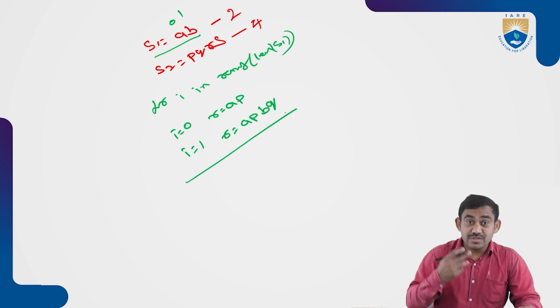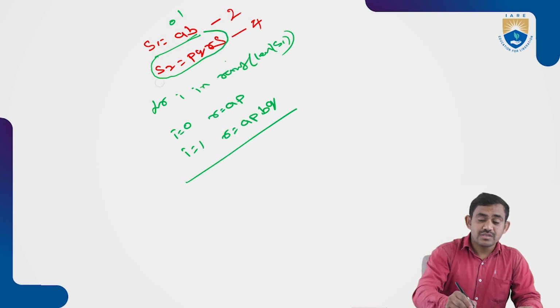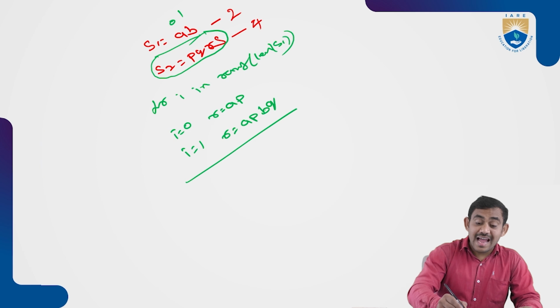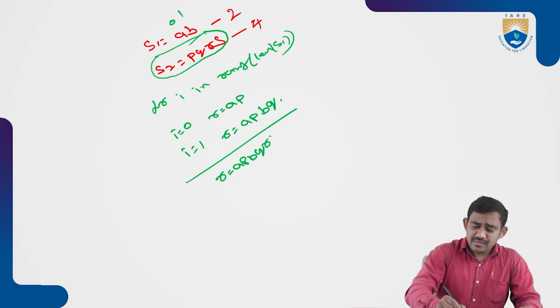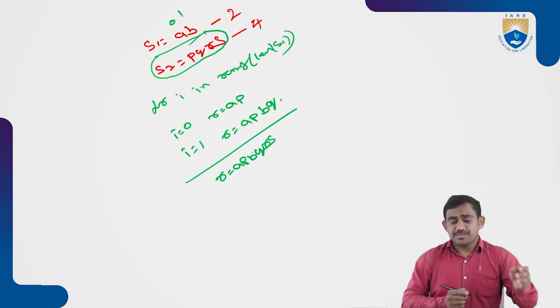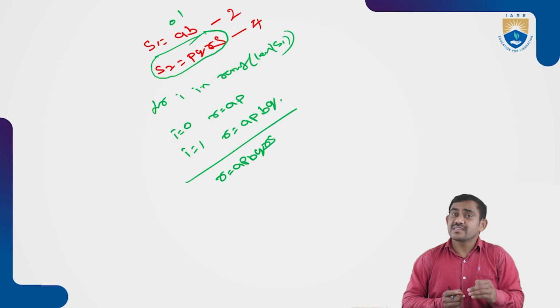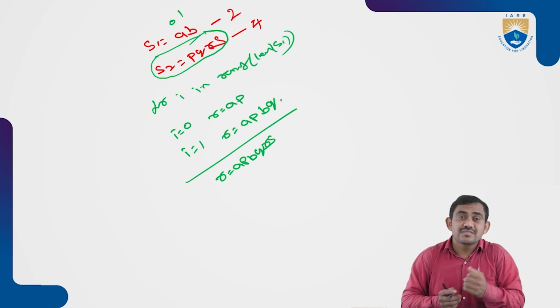Then what remains? If we have any characters left in S2, I need to add those characters to my result. So my result equals AP, BQ, done. Then any characters we have left in S2, yes, we have R and S. If string 1 is shorter and string 2 is longer, then you can add the string 2 characters. Otherwise, string 1 is longer.